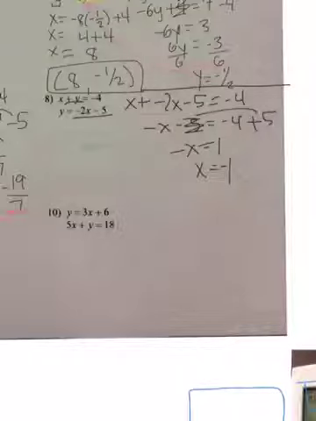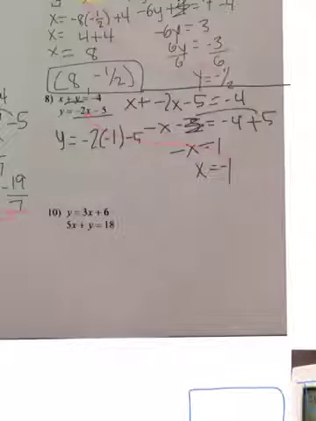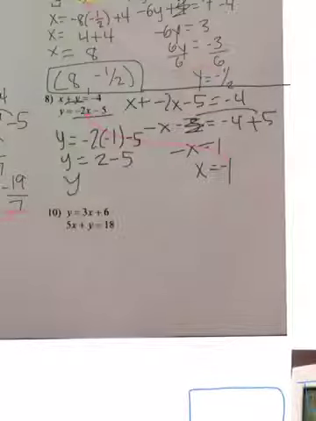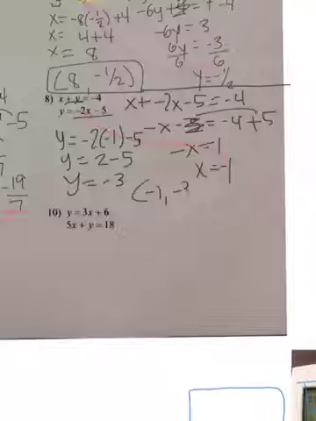Now I plug this one back in, remember, to my x's right there. And it's going to be y equals negative 2 times negative 1 minus 5. So that's y equals negative 2 times negative 1 is positive 2 minus 5, which is negative 3. So my answer is negative 1, negative 3.